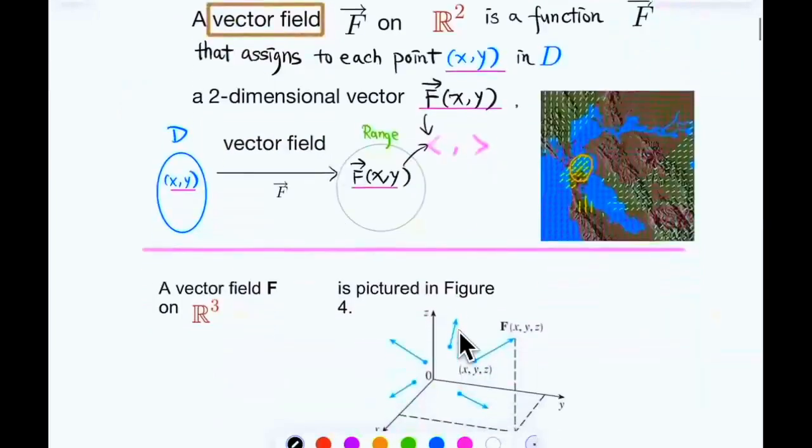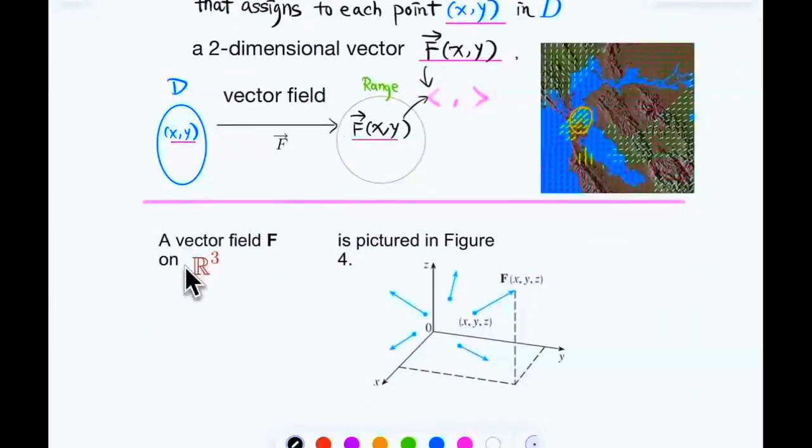So this is a vector field on R2, right? We can also have a vector field on R3. So here is the picture. This is, for example, the gravitational force field, right? Take every point in space. It has x, y, z, this point. And then it's going to map that point to a three-dimensional vector, this one. So it has three components, this vector right here, right?